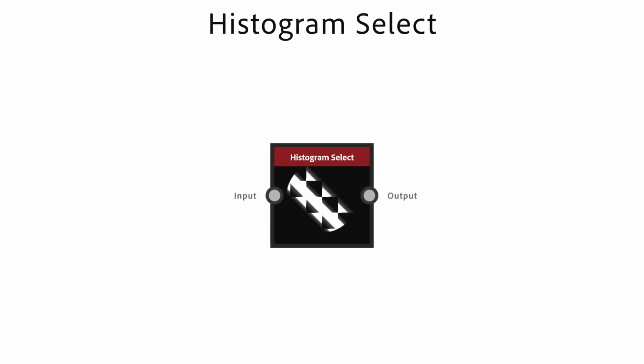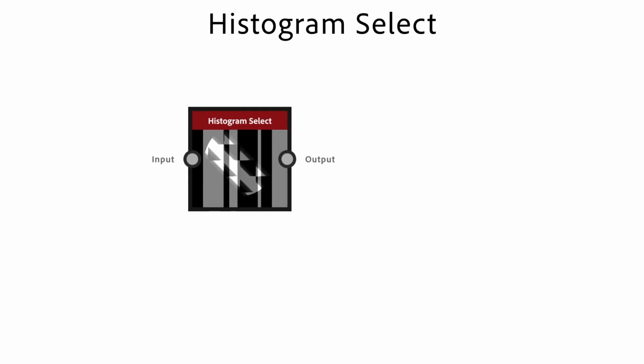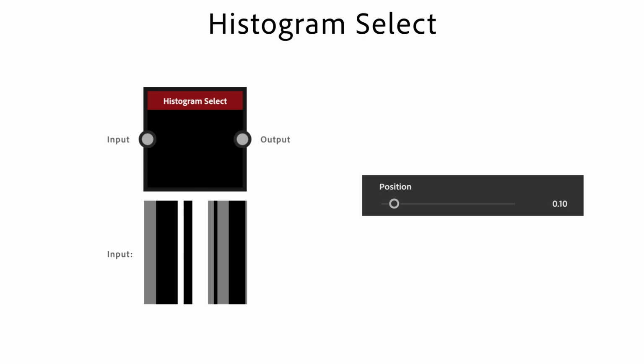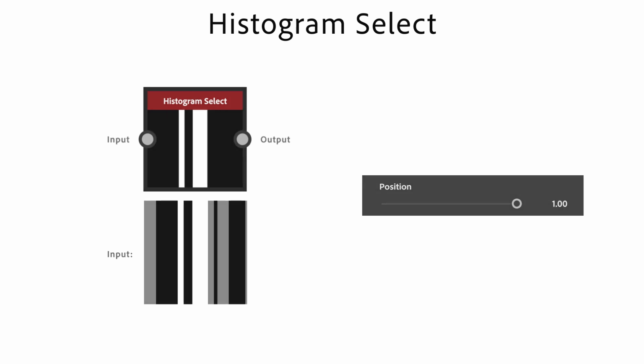The histogram select node is great to set the grayscale value middle point position and select the range around it. Position sets the middle position where the range selection happens.